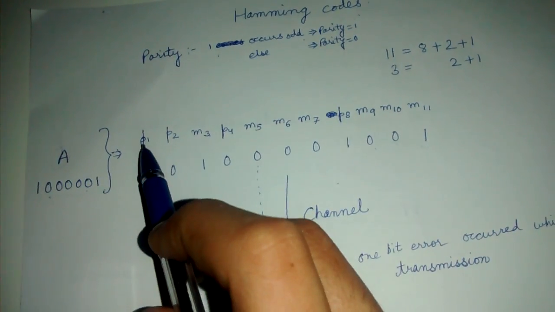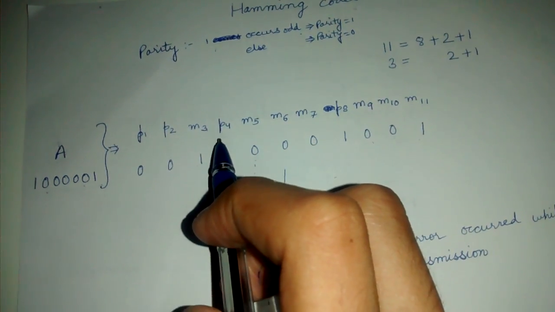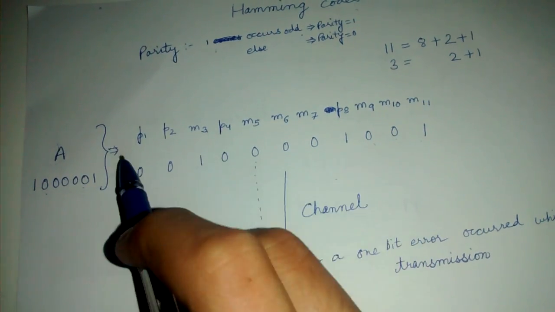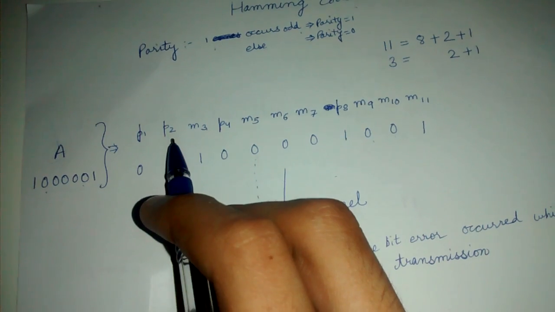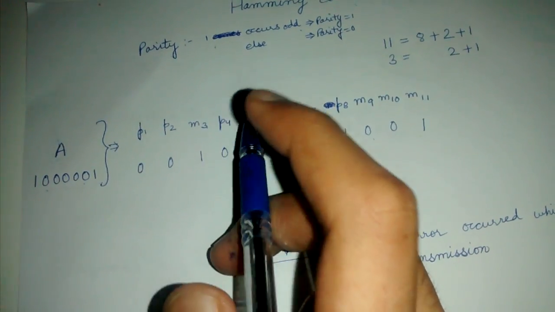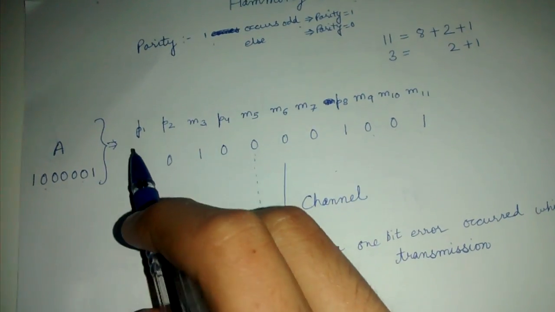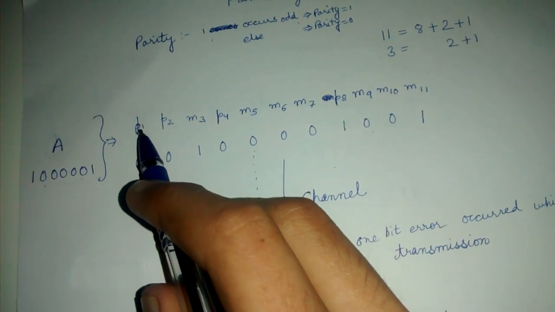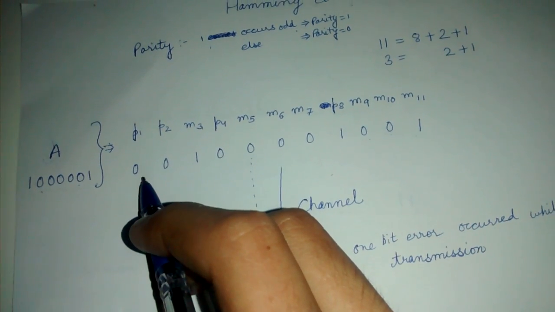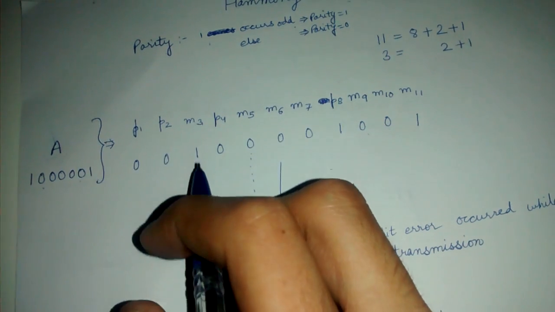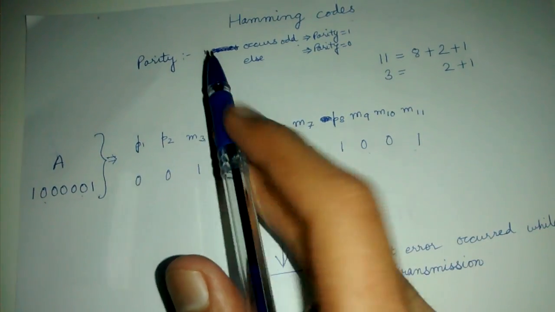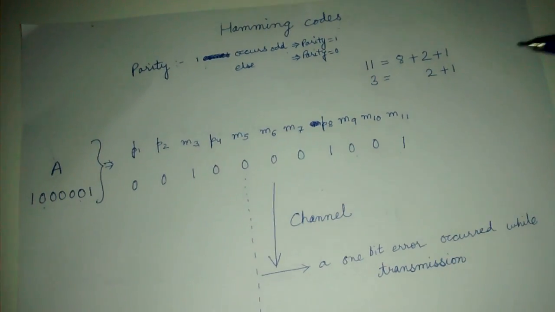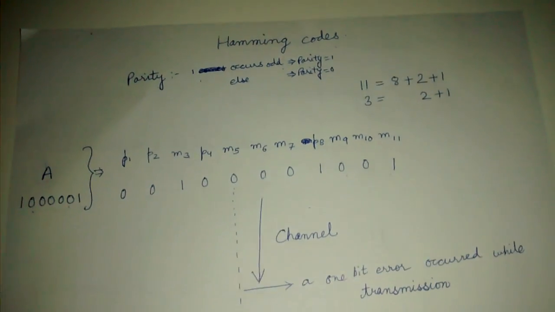And let's look at the bits which are at the positions which are powers of 2. So 1 is a power of 2, 2 power 0. 2 is a power of 2, 2 power 1. 4, 2 power 2. 8, 2 power 3. So these are the parity bits. We call them parity bits because they represent parity in some form. What form? I will explain now.